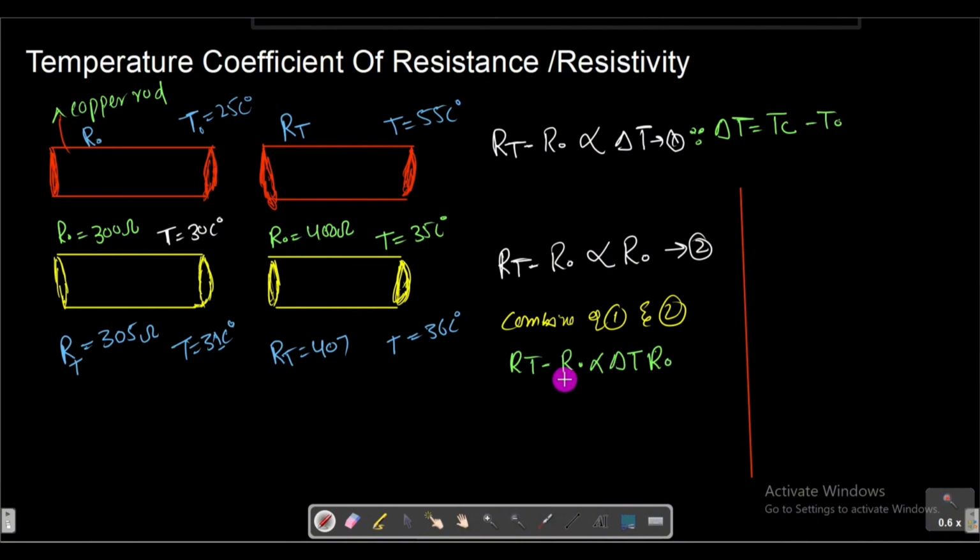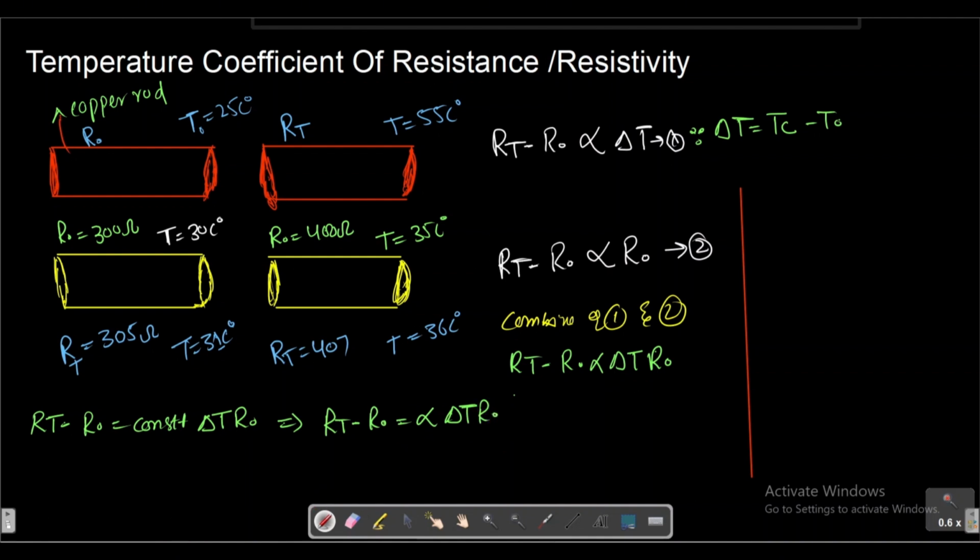So instead of this proportionality sign, we will put equality and the constant, and del T and R0 come in their own position here. Now instead of this constant, we will put the alpha value. So RT minus R0 is equal to alpha del T R0.